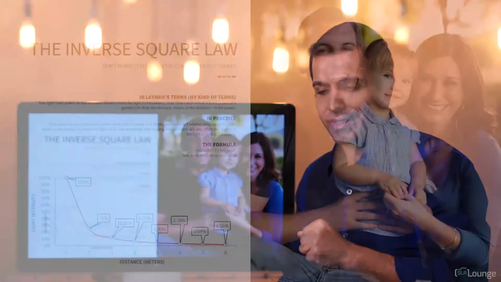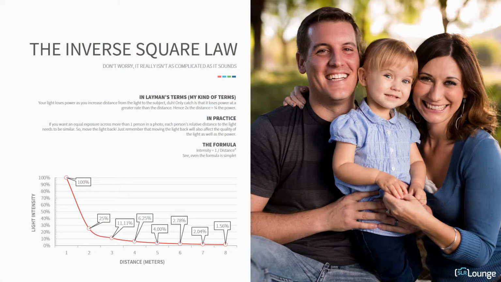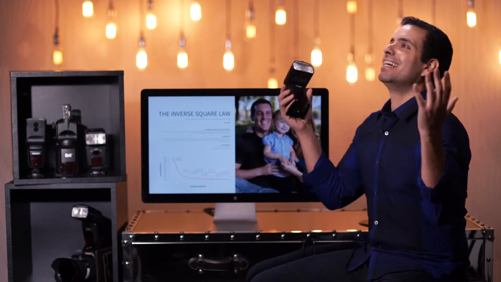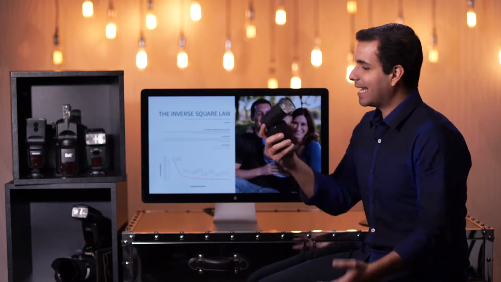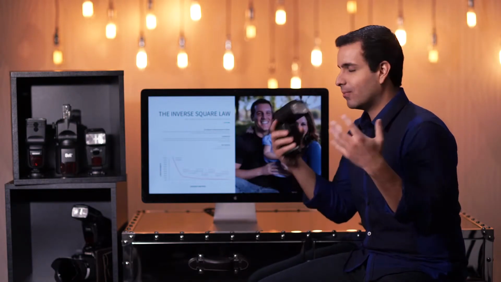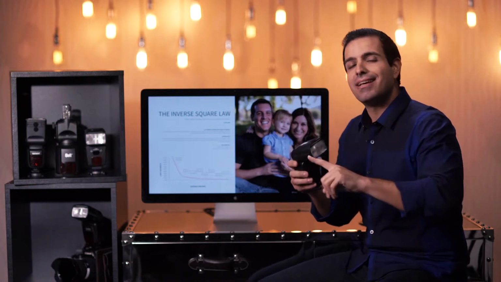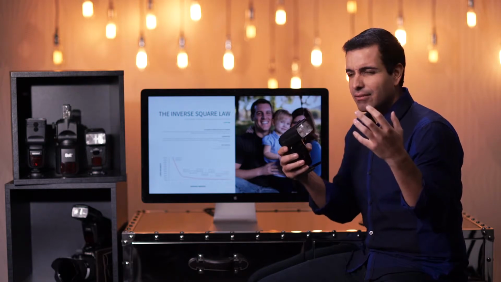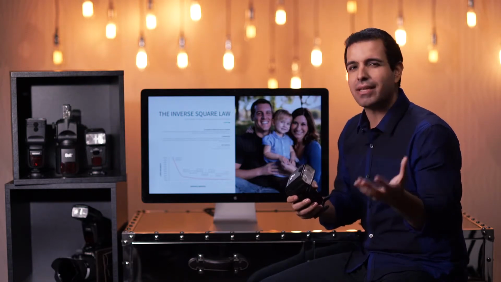All this is saying, the inverse square law simply means as your light gets further from your subject, you lose light. Ha! That was so incredibly simple. As the light gets further away, I'm losing light. Wow, that really makes a lot of sense. But the only caveat there is that you're losing light at a quicker rate than you might think you are.